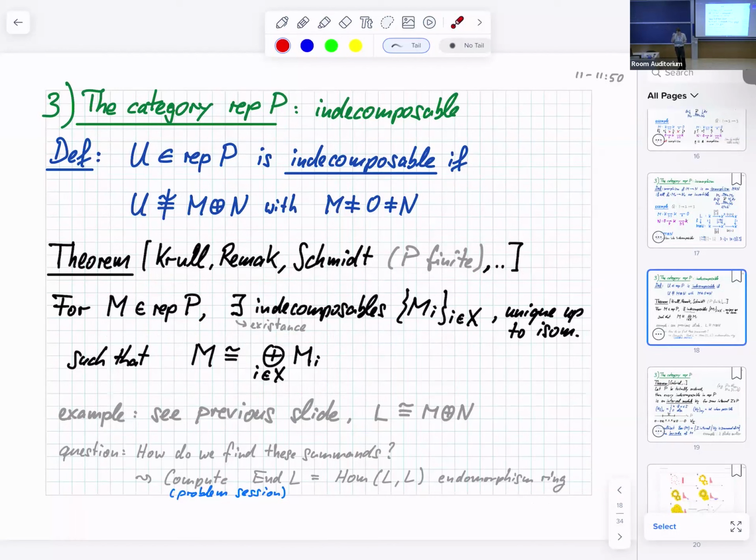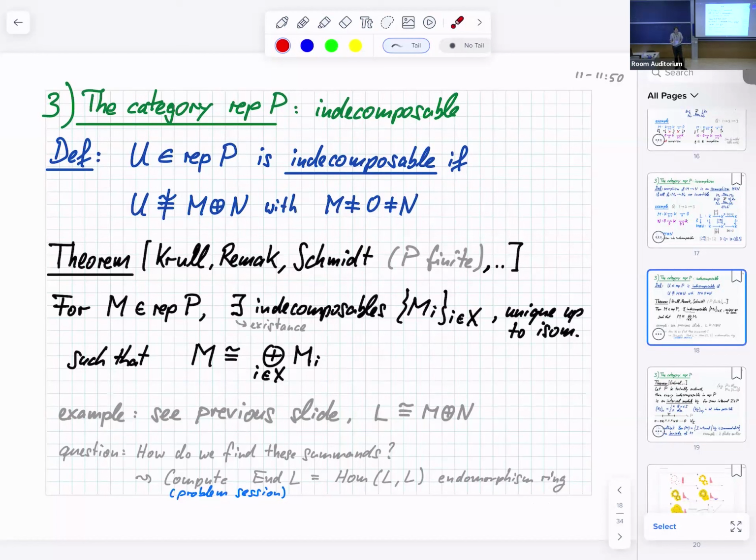And up to here, this is not a very surprising result. I mean, you give me a representation, either it is already indecomposable, fine, or if not, I can decompose it into two smaller parts, yeah? And then I take the two smaller parts, they are either indecomposable, yes, if not, I decompose them further, and by finiteness, eventually, this process has to stop.